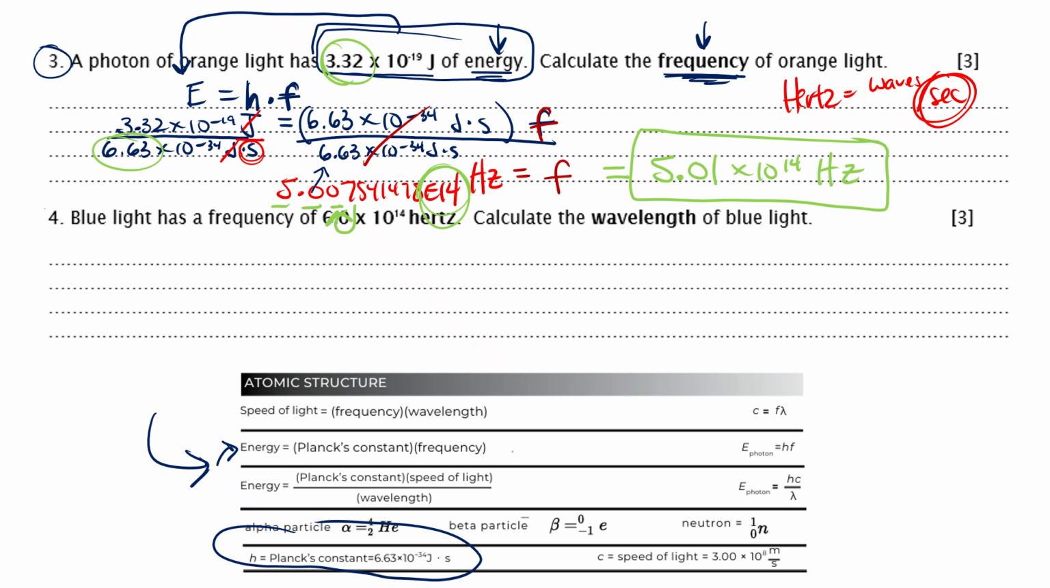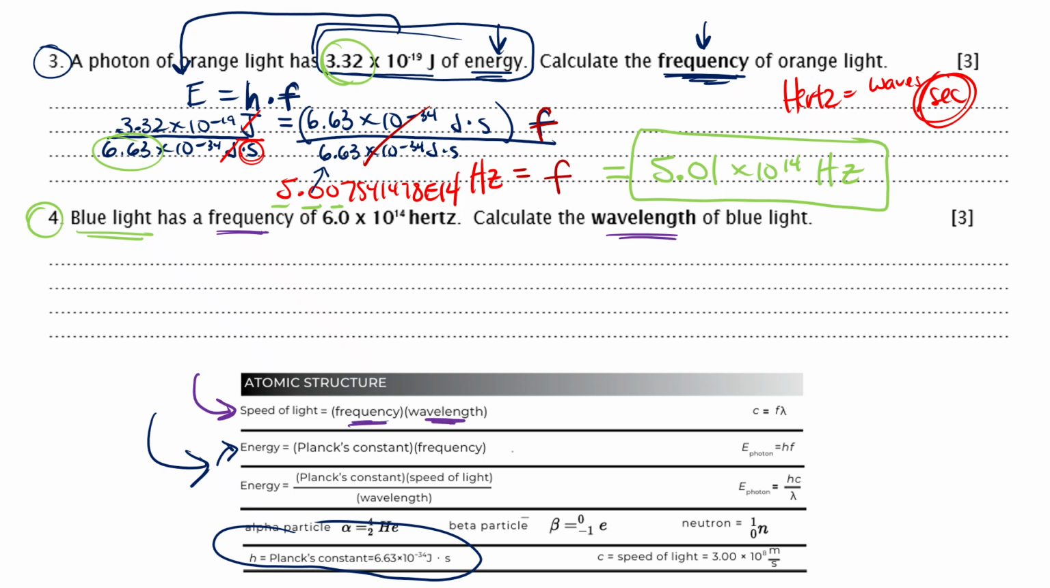Let's do number 4. We've got blue light again. This time we're given the frequency, and we want to find the wavelength. Back to our purple sheets, what formula do we have that puts together frequency and wavelength? This one does, frequency and wavelength.